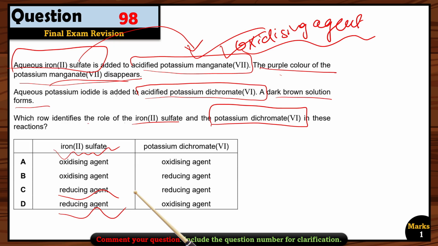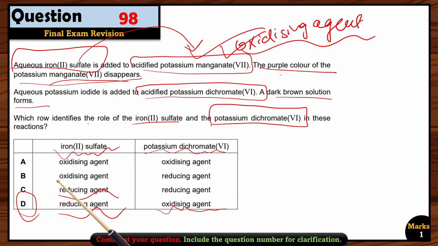You have to remember this, because if you don't remember you will get confused about who is oxidizing and who is reducing. It's already given in your book that potassium manganate is an oxidizing agent. And I already told you potassium manganate has similar properties to potassium dichromate. So if potassium manganate is an oxidizing agent, potassium dichromate is also an oxidizing agent. And they are asking about potassium dichromate. So potassium dichromate is an oxidizing agent. So option D is the right option.